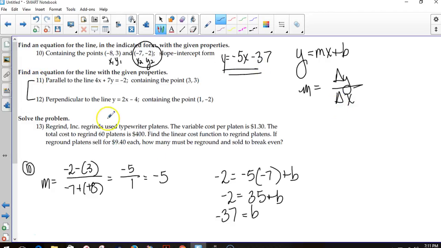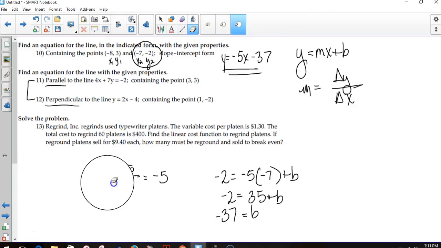We're going to do the same thing for 11 and 12 for parallel and perpendicular, but they give you a little bit of a hint in that we're not going to have to do much work to find our slope. They gave us the point and a line. And so you have to remember that parallel lines have slopes that are the same, and perpendicular lines have slopes that are negative reciprocals. I'm going to erase number 10.